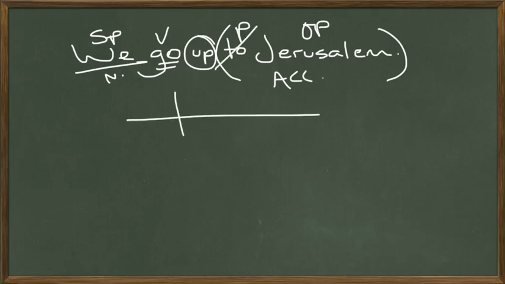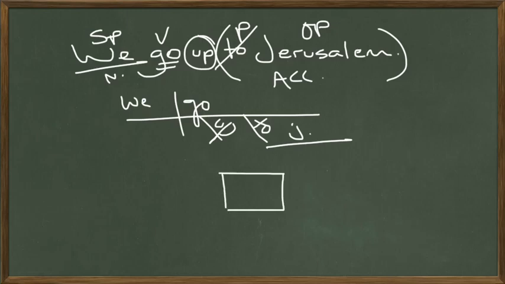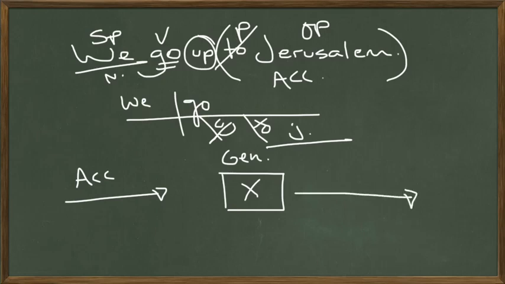Now, if we were to diagram this, of course, we'd keep it. We go. Where are we going? We're going up. We're going up where? To Jerusalem. But in Latin it would go directly into the accusative case. Let's review this. We've talked about this before. Pretend that's Jerusalem. If you're on your way to Jerusalem, accusative case. If you're in Jerusalem, genitive case. If you're leaving Jerusalem, ablative case. And this goes for all cities and locations.